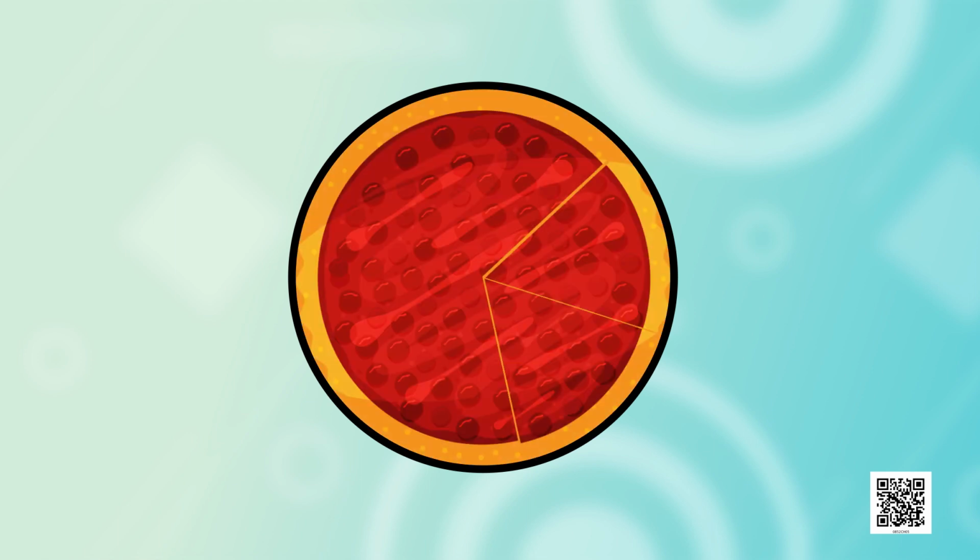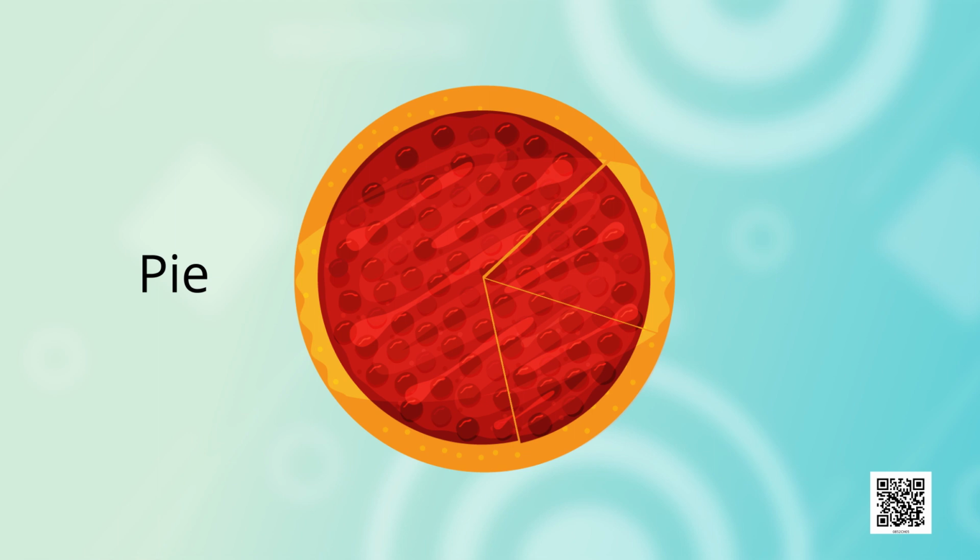Children, do you know how to draw a circle? Look at this picture. This is a sweet dish called pie, and from top its boundary looks like a circle. Can you see the pie has been divided into different parts?